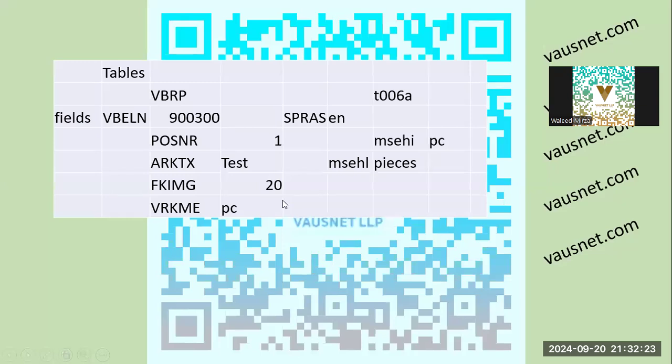Okay, today we are going to look into the tables VBRK and T006A, and we'll see what fields we have. We have the fields VBELN, POSNR, ARKTX, FKIMG, VRKME in VBRK, and in T006A we have MSEHI and MSEHL. So this is the unit of measurement, which is pieces, and this is the explanation of that unit of measurement. Okay.